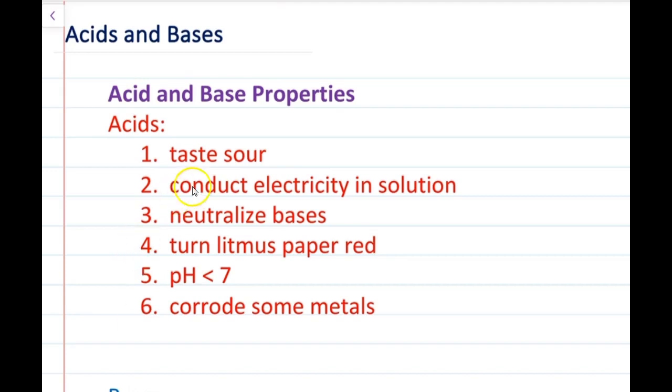So, conducting electricity. Not all things that conduct electricity, of course, are acids, but acids do conduct electricity. We need to dissolve them. They neutralize bases and are neutralized by bases. Essentially, they just react, and we'll talk about those reactions a little bit later on, but they react to give you a salt, and they give you water and a neutral pH. They turn litmus paper red.